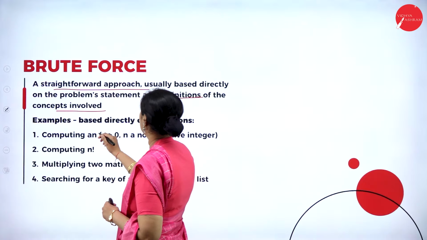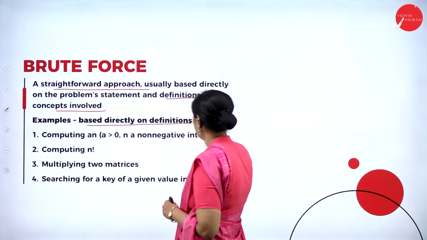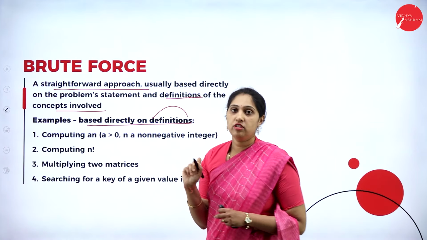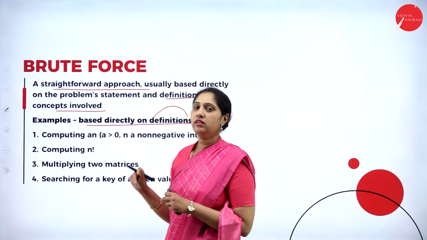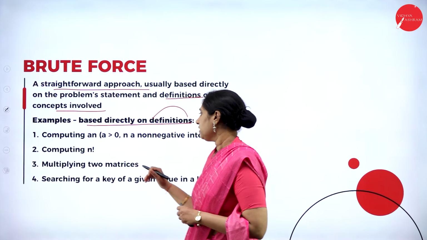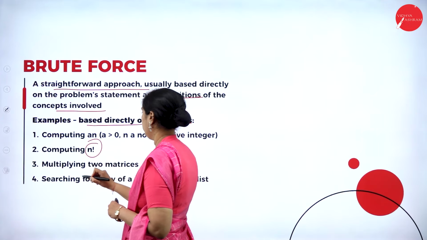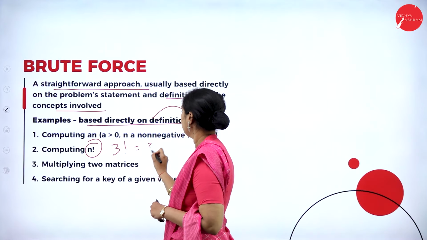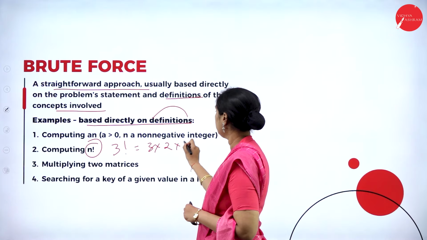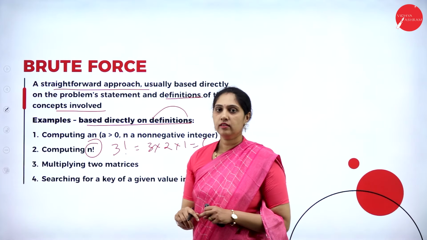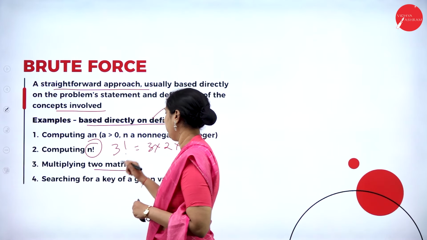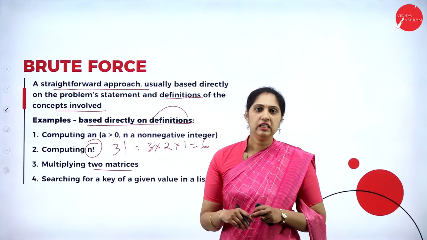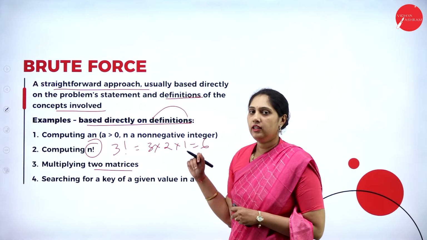So, what are the examples? First, it is based directly on the definition. For example, I can compute n factorial. If I say 3 factorial, you all know the answer: 3 into 2 into 1, that is 6. Then multiplying two matrices, or you can go for a linear search, searching for a key.